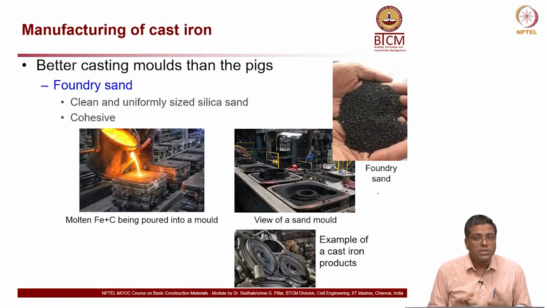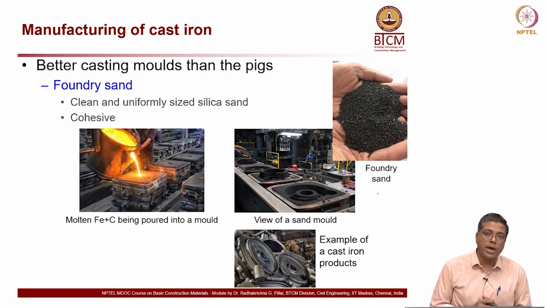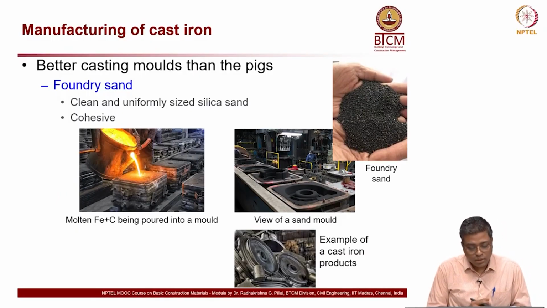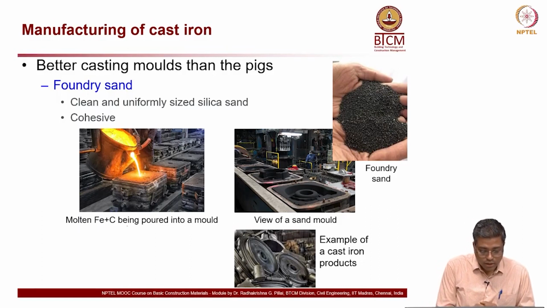Now, why is it better as compared to pig iron? Because of better manufacturing process, I said already. Now, here you can see a photograph where on the left side, molten iron is being poured into the mold. Okay, molten iron plus carbon is being poured into the cast or into the mold. You can see here, this is the mold. You can see a lot of like an assembly line. Okay.